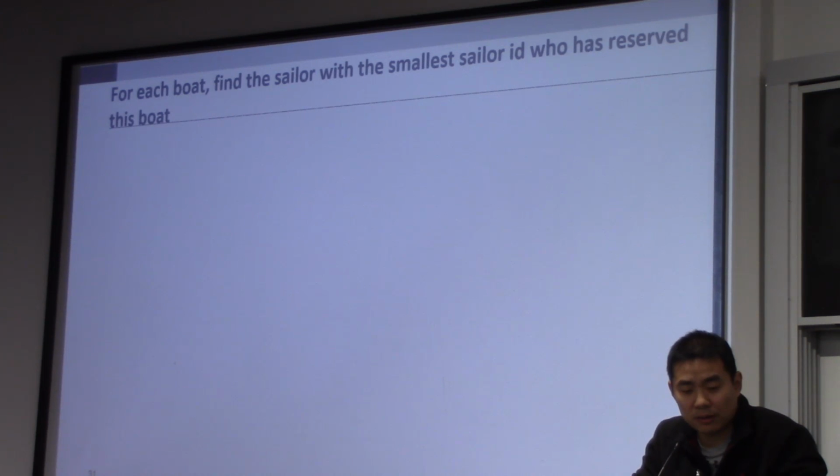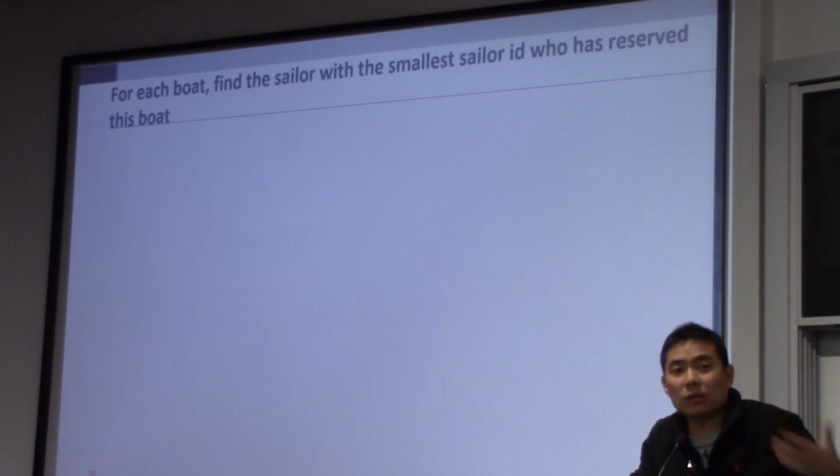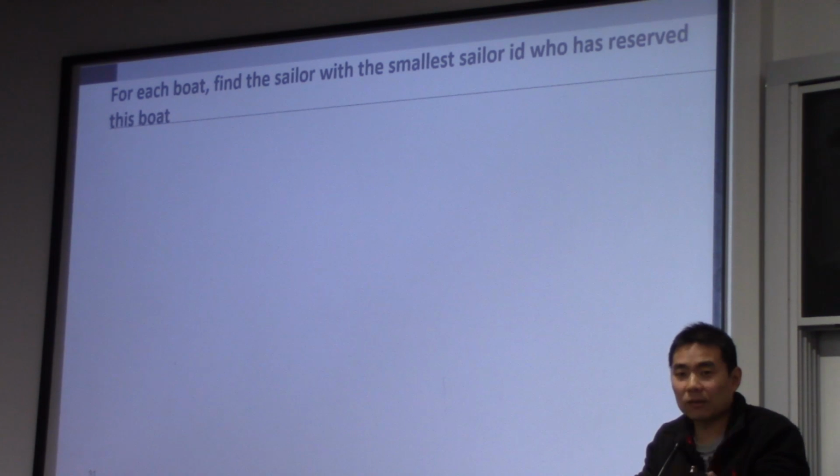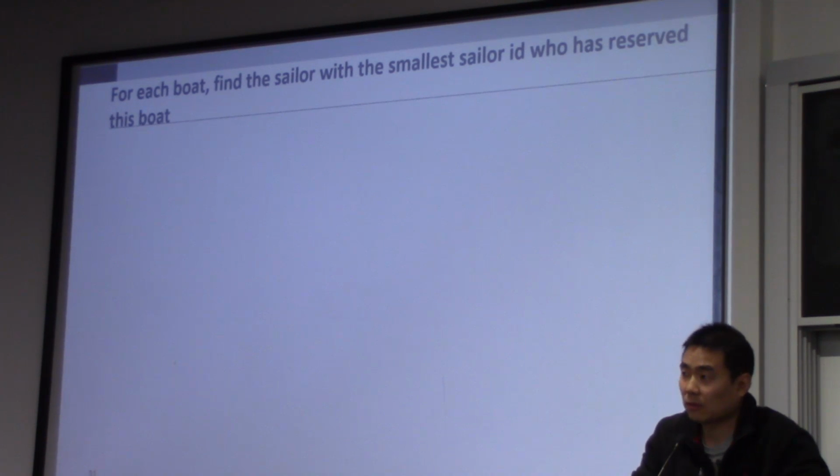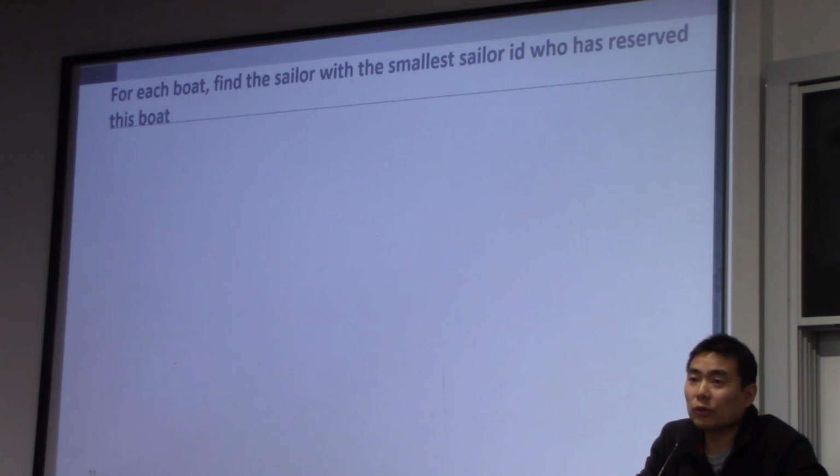For each boat, find the sailor with the smallest sailor ID who has reserved this boat. Typically, you don't do this. Why would you care who had the smallest sailor ID among all the sailors who reserved this particular boat? But I'm going to use this to bring out a bigger point I try to demonstrate in the next slide. So how do you do this?